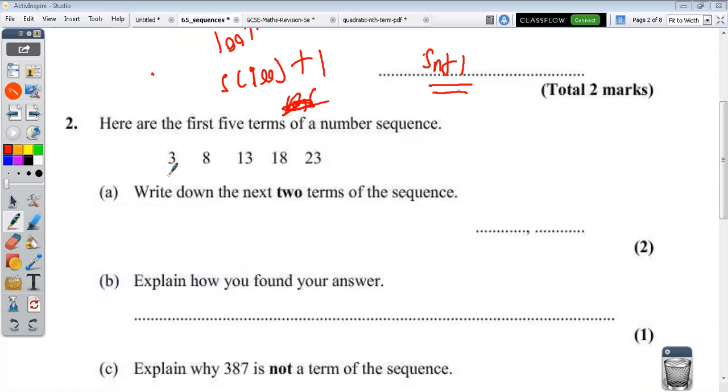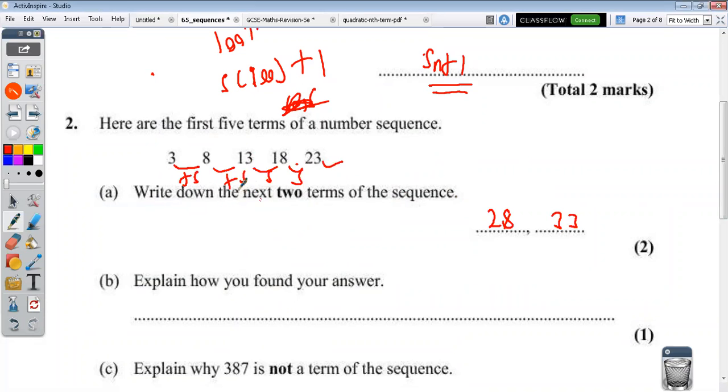Now, if we look at number 2, it is saying the first term. So we want to find the formula for this. The first question is to find the next 2 terms. So let's see what's happening. We are adding what here? 5. So again, we are adding 5. So we add 5, we get 28. Then we add another 5, we get 33.